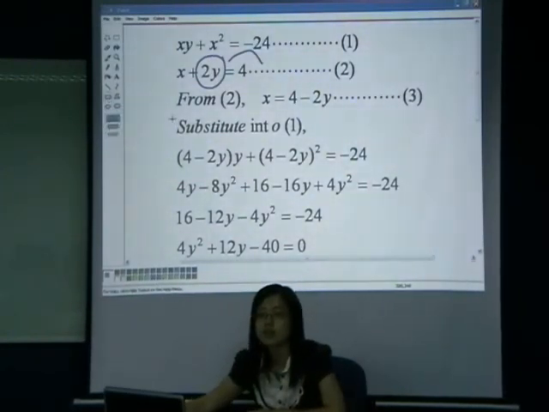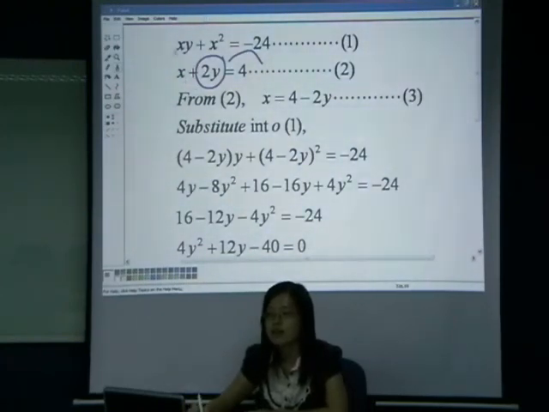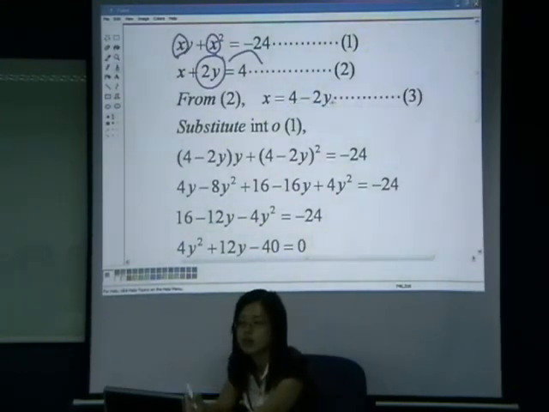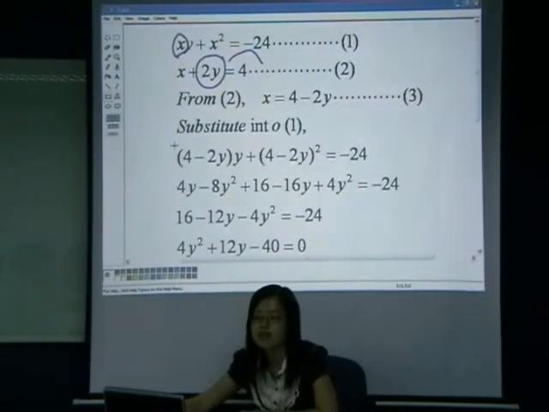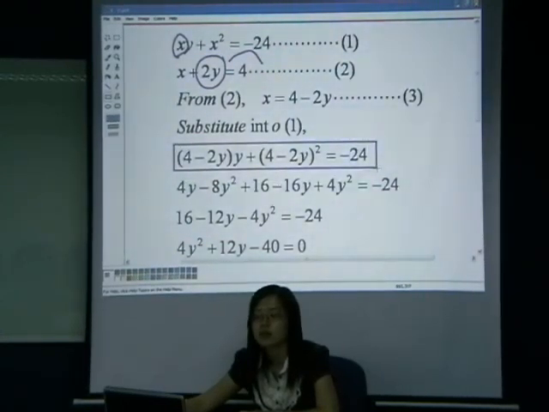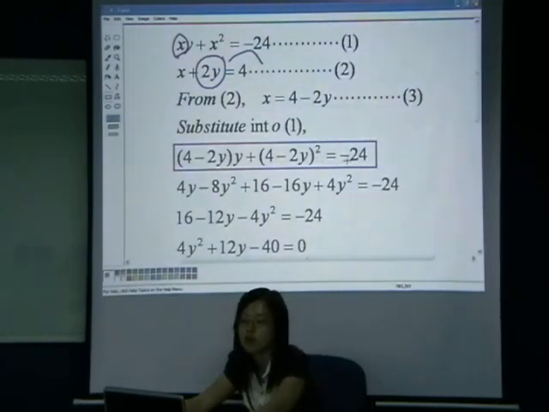So let's substitute equation 3 into equation 1. Substitution from here would mean that in equation 1, every x term we would be replacing by 4 minus 2y. So replacing x by 4 minus 2y in equation 1, we will end up having this equation here. So we have (4 minus 2y) times y plus (4 minus 2y) squared equals negative 24.